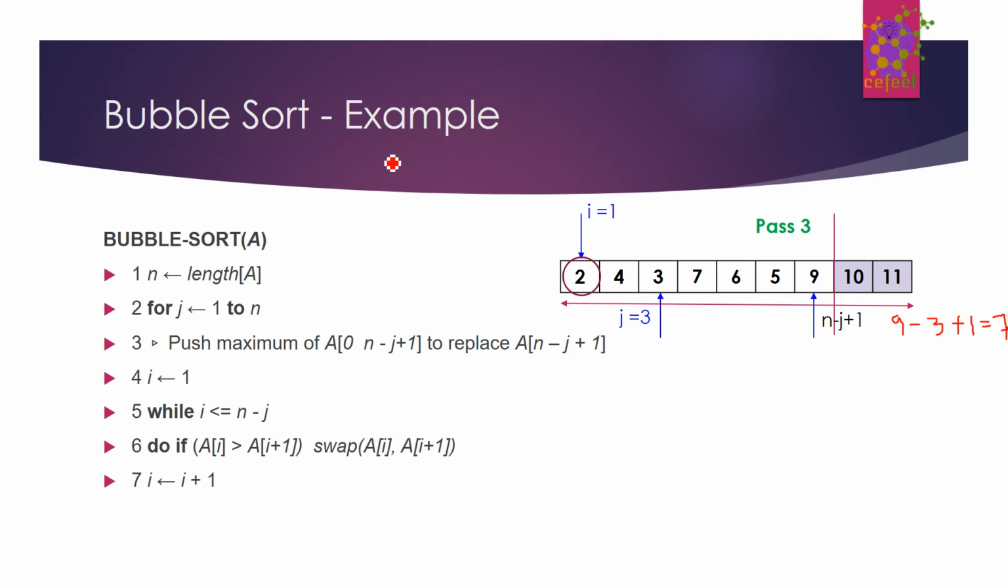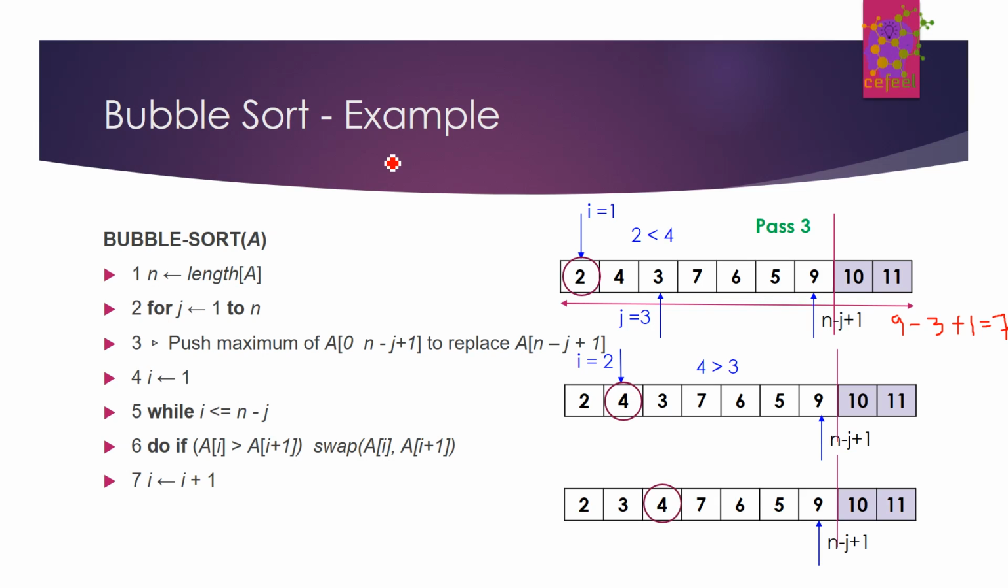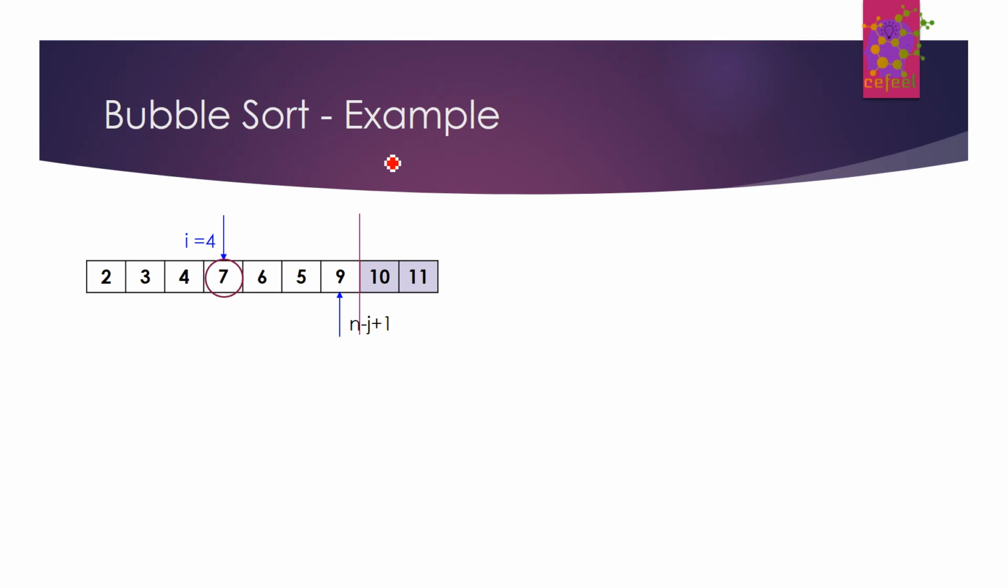We start with I equal to 1, and we compare A[I] with A[I+1]. So 2 and 4 are compared, they are already in order, there is no need to swap. So we go ahead and increment I to 2. Now A[I] and A[I+1] are compared. 4 is greater than 3. We will need a swap here, so we swap. So we have 2 3 4 now. I becomes 3, points to the third element. So next 4 will be compared with 7, and we notice that they are already sorted. There is no need to swap. So we will move ahead with I equals 4.